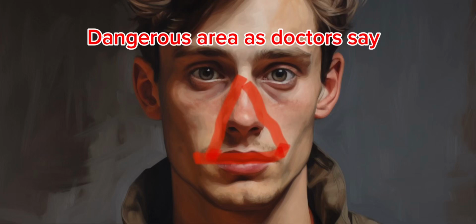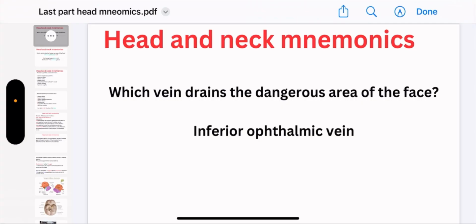Hello everyone, today we have a couple of mnemonics that will help you remember a couple of points about the head and neck. Which vein drains the dangerous area of the face? It is the inferior ophthalmic vein. How can you remember this one?